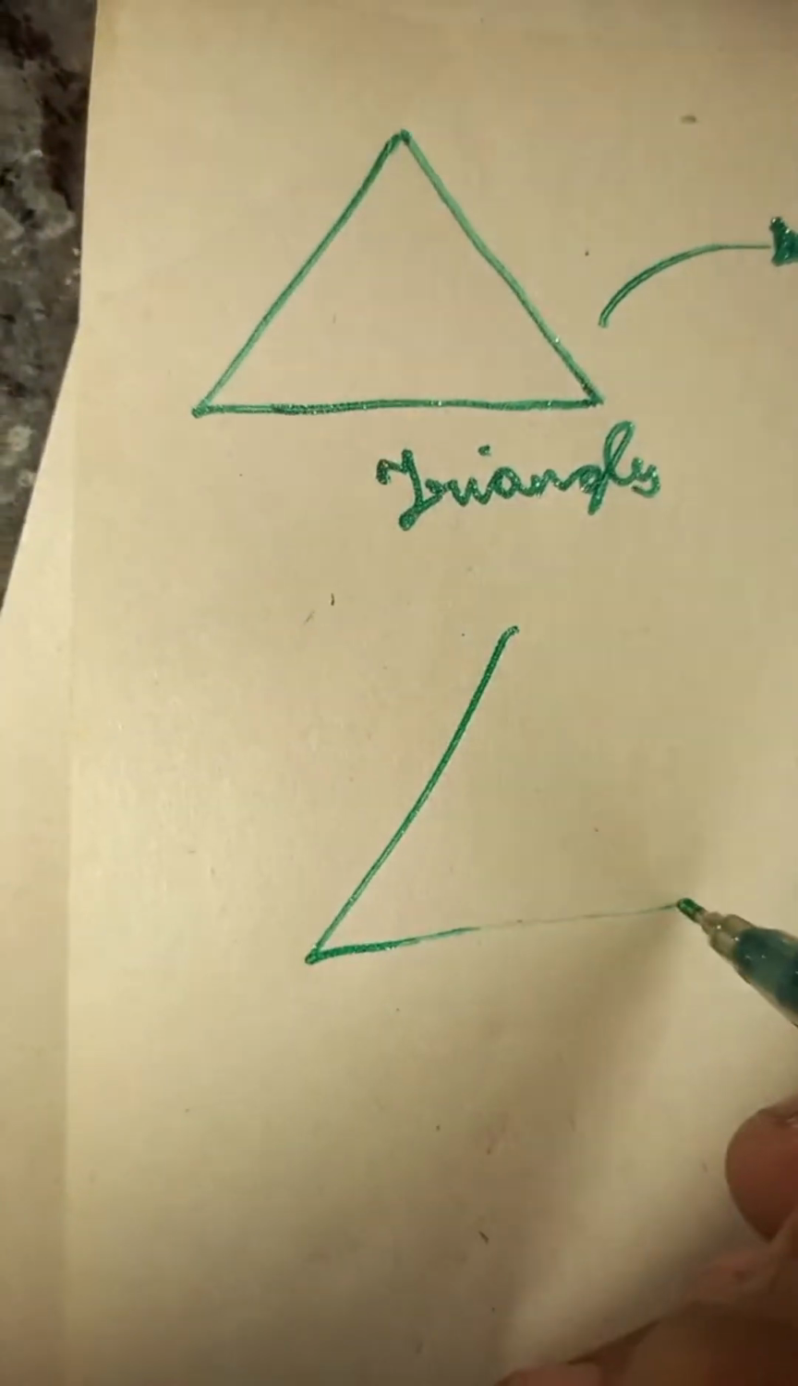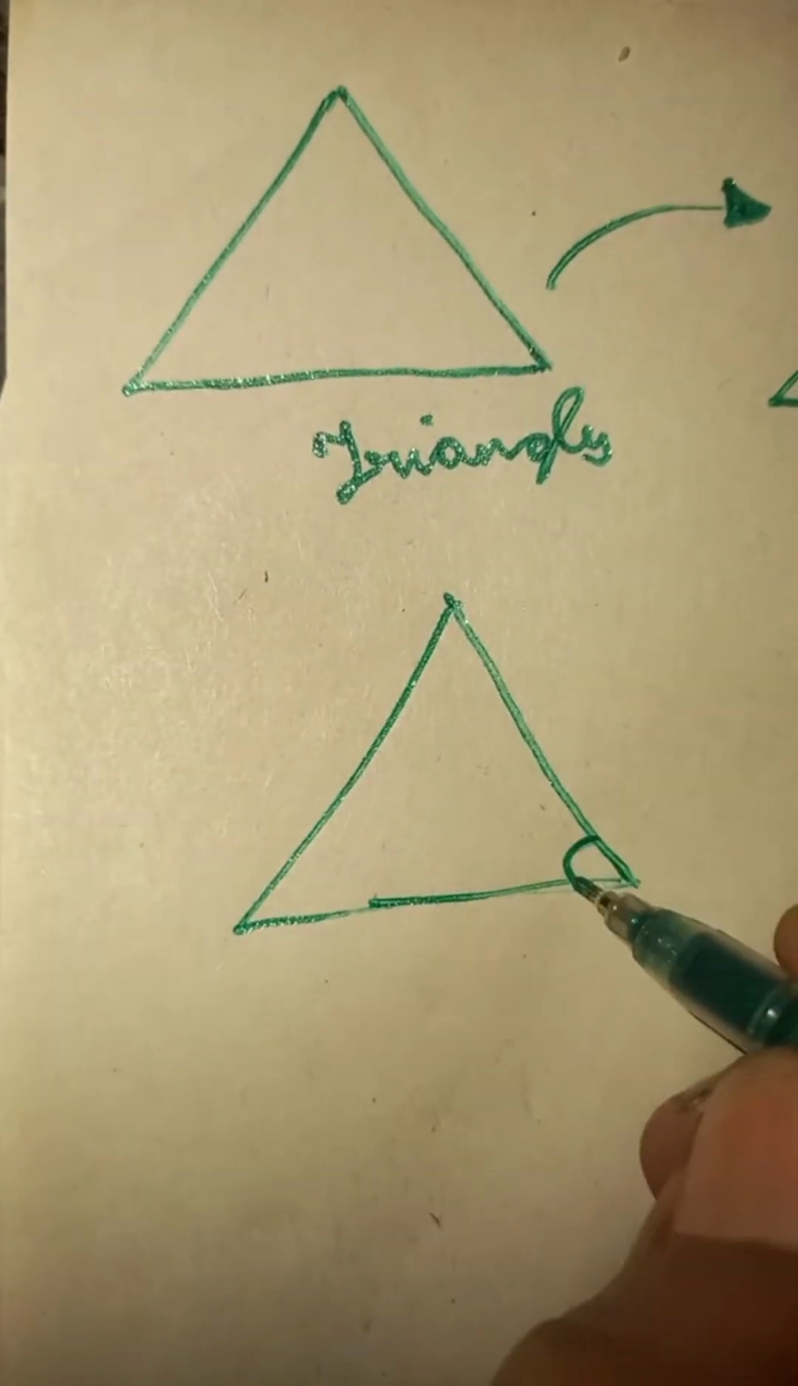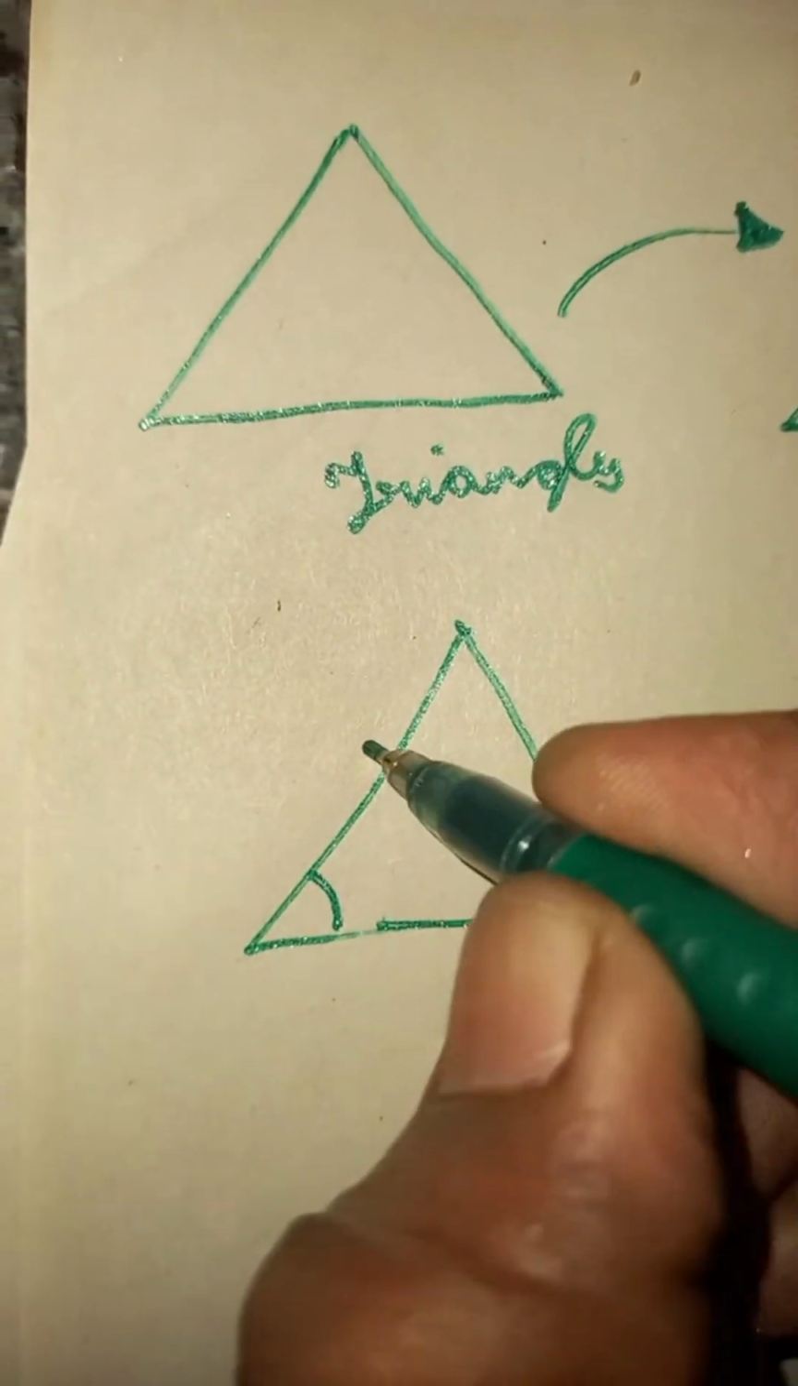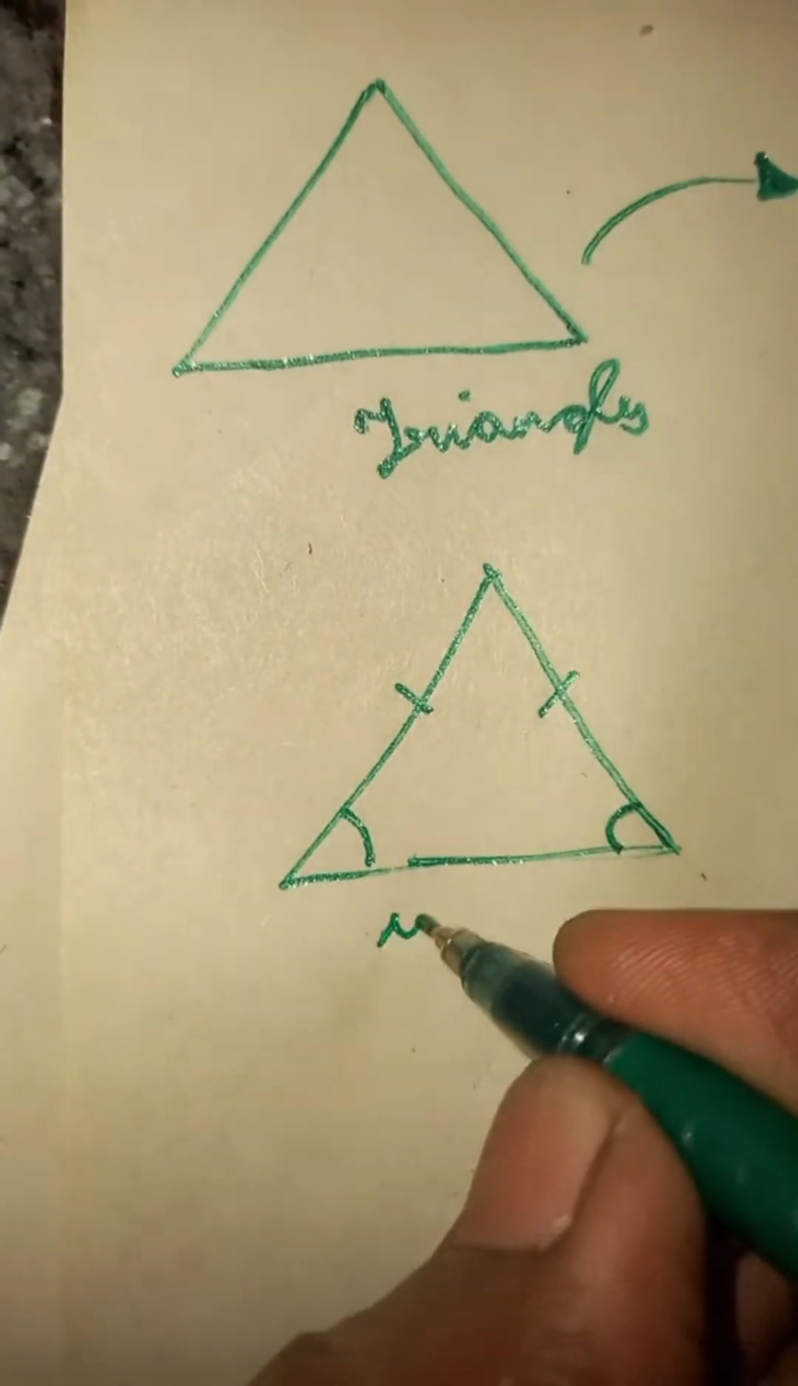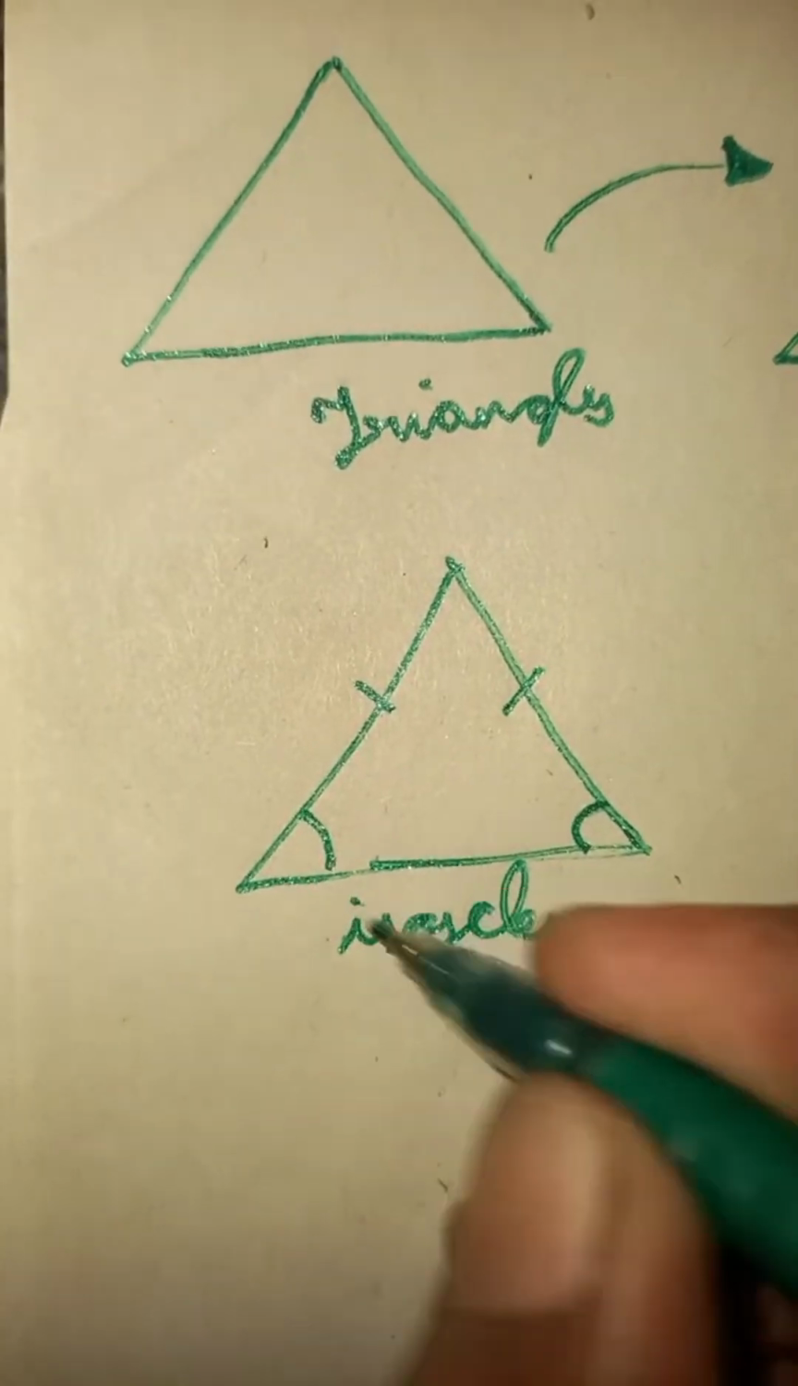Let's take one more triangle. In this triangle, only two angles are going to be equal. So the two sides are going to be equal. This is known as an isosceles triangle.